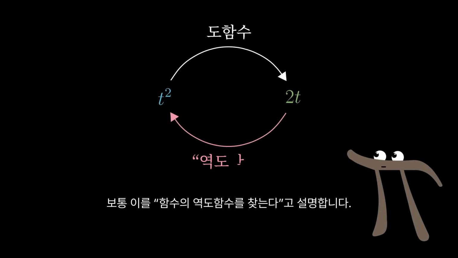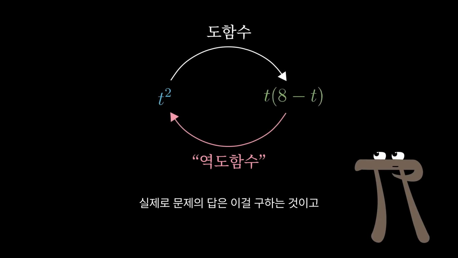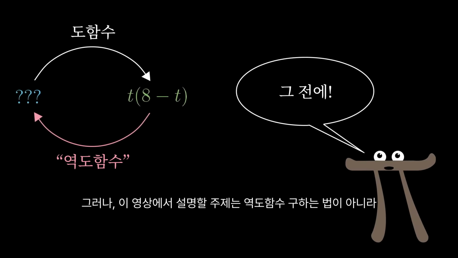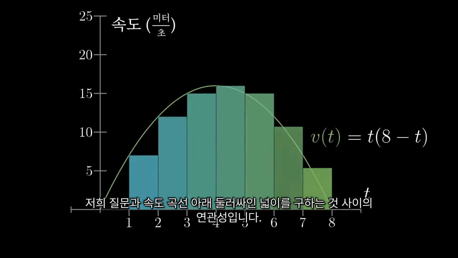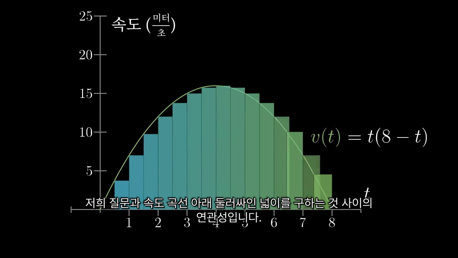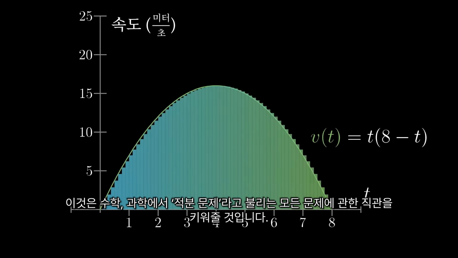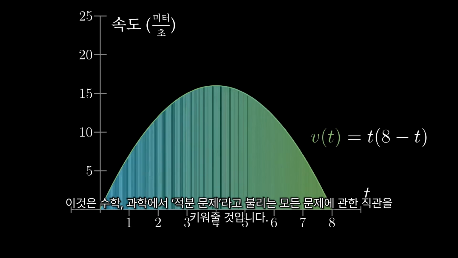This is often described as finding the antiderivative of a function. And indeed, that's what we'll end up doing. And you could even pause right now and try that. But first, I want to spend the bulk of this video showing how this question is related to finding the area bounded by the velocity graph. Because that helps to build an intuition for a whole class of problems, things called integral problems in math and science.